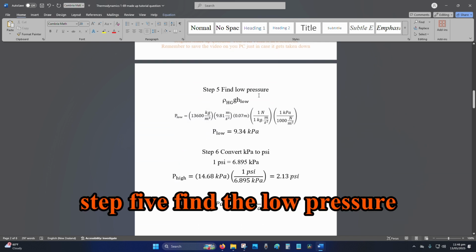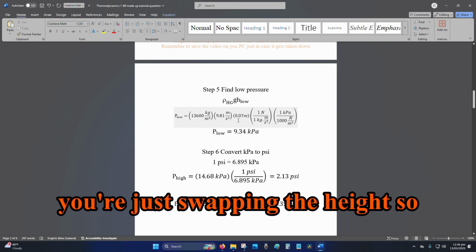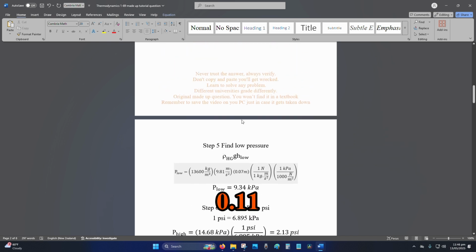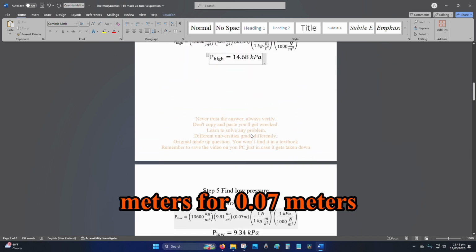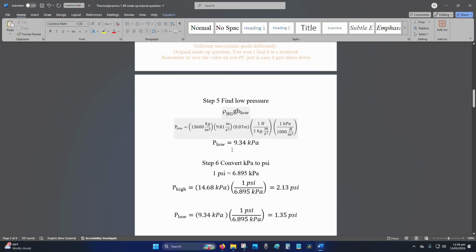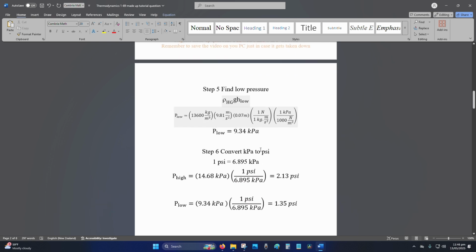Step 5, find the low pressure. Once again, just plug in the values. You're just swapping the height. So we're swapping the 0.11 meters for 0.07 meters. And the low pressure will be 9.34 kPa.